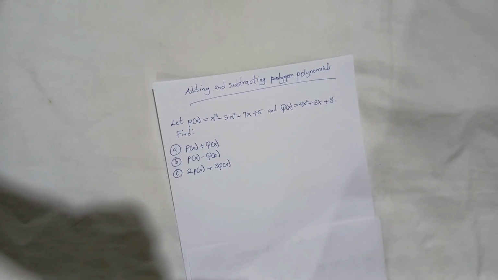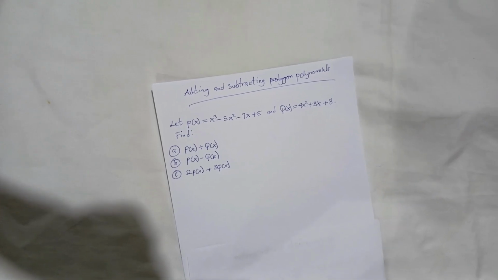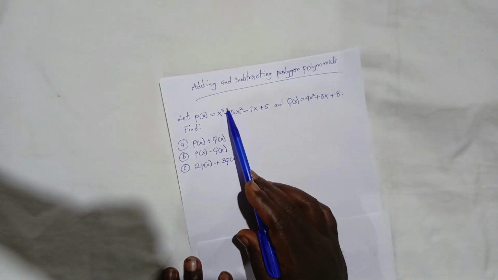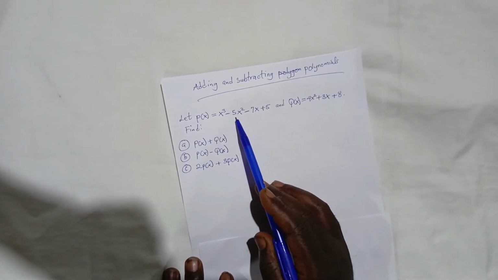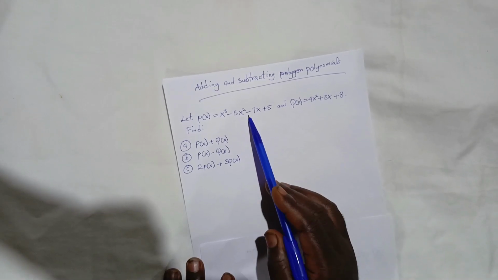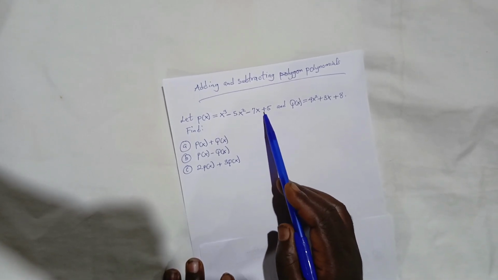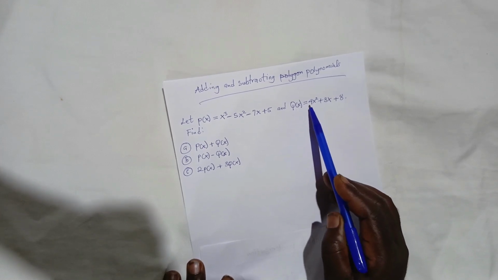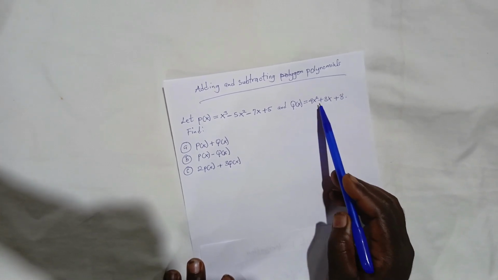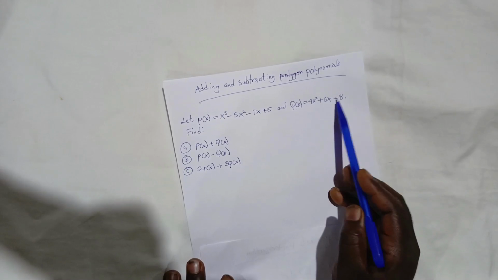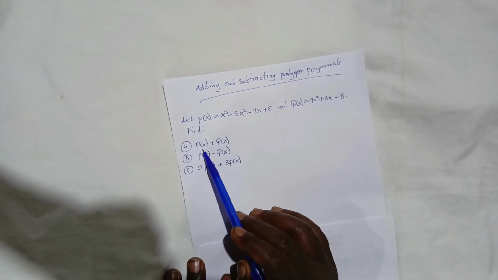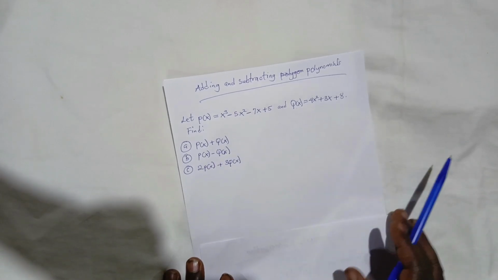Now, let's look at this problem. We say let p of x equal x cubed minus 5x squared minus 7x plus 5, and q of x equal 4x squared plus 3x plus 8. Find p of x plus q of x.